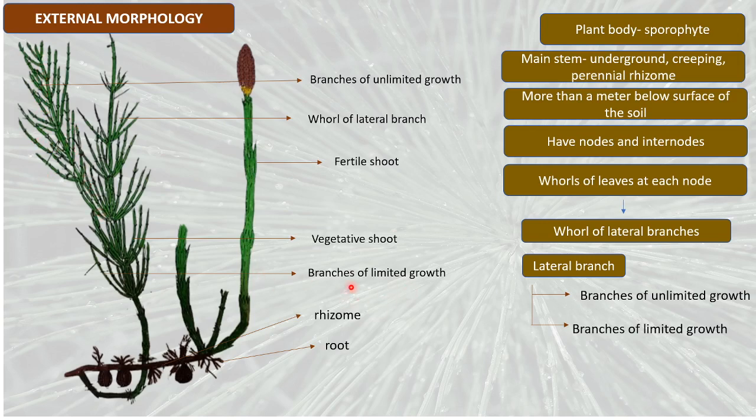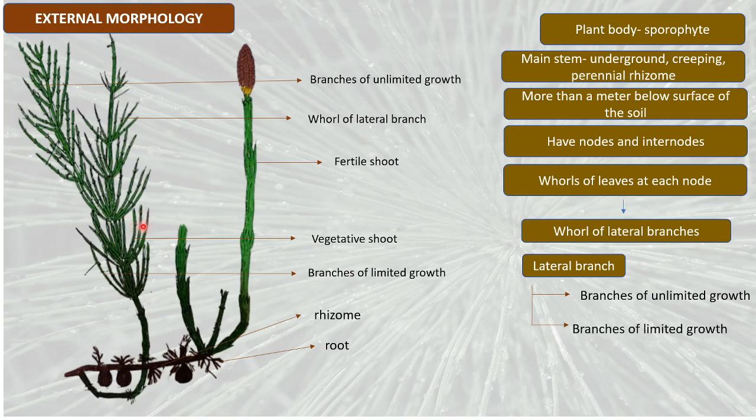Whereas the branches of limited growth are these that we see, the needle-like things. These are branches of limited growth because they are not going to grow anymore. That is, they are not going to give out branches. This will remain as it is. But this also has nodes and internodes. As you can see, these small structures are nodes and in between is the internode.